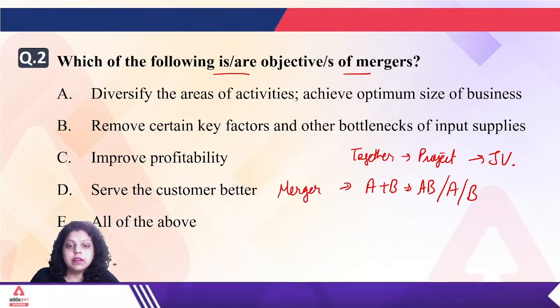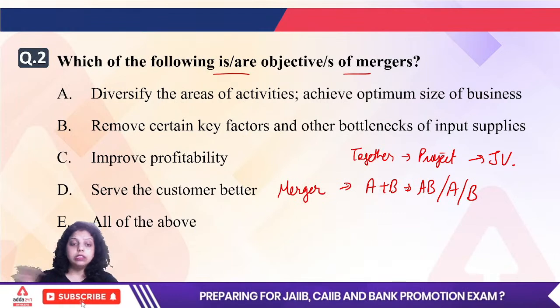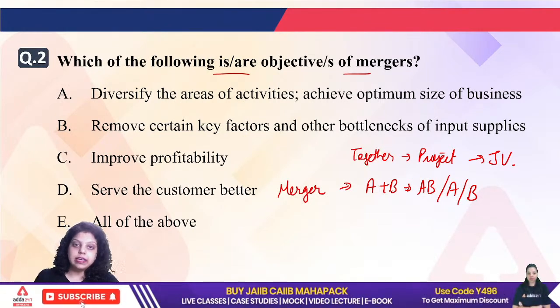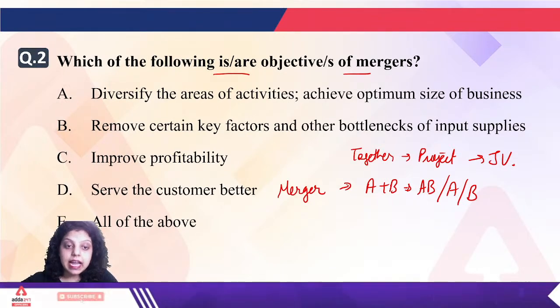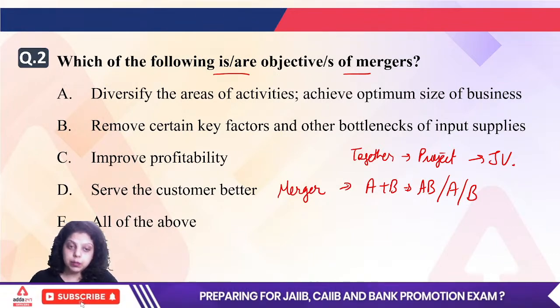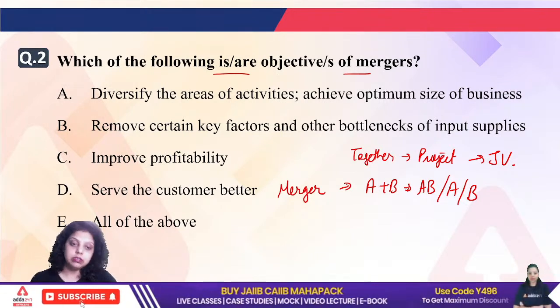In case of joint venture, you do not have to change the name. Both the companies are working on their own, but on one project they are working together. That is joint venture. In merger, A and B, after the merger of A and B, it can become AB, it can become only A, it can become only B. It depends on the mutual understanding of the companies.